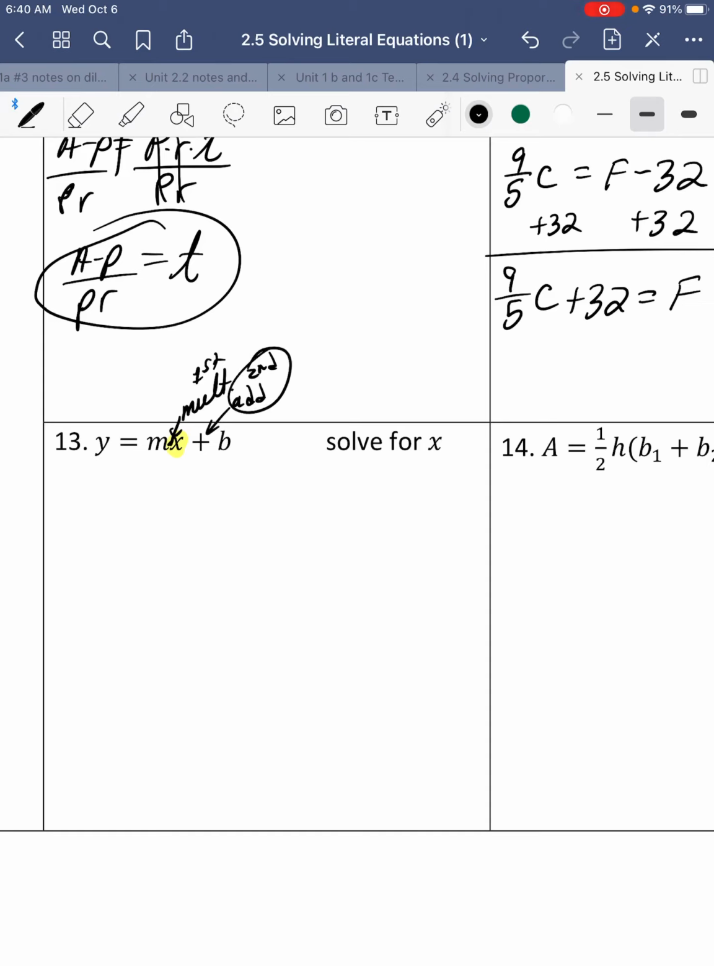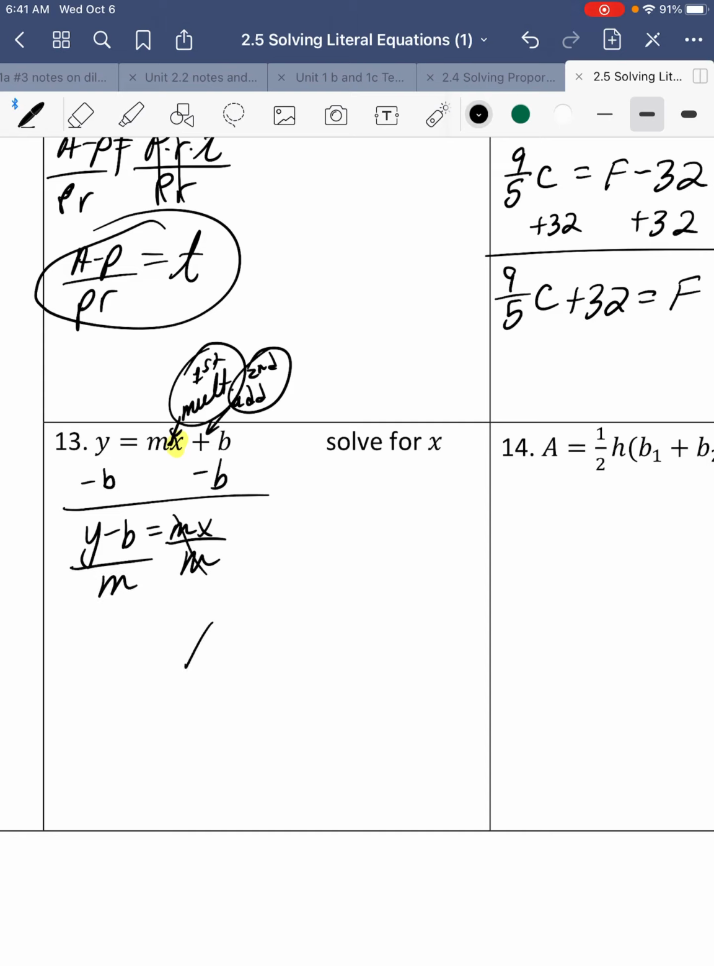So we'd have to undo this addition first. So subtract b, so we get y minus b equals mx, and then opposite of multiplication is division. So we're dividing by m to get the x by itself, so it says x equals y minus b over m.